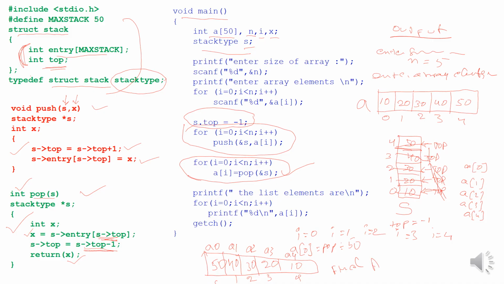Final array, or output array. If you observe this, it contains 50, 40, 30, 20, 10. Initially, it is 10, 20, 30, 40, 50. Now, with this particular program, we have rearranged the elements in reverse order. This we performed using a stack. So, stack can be used to rearrange elements of an array. So, this is one application where stack can be utilized.